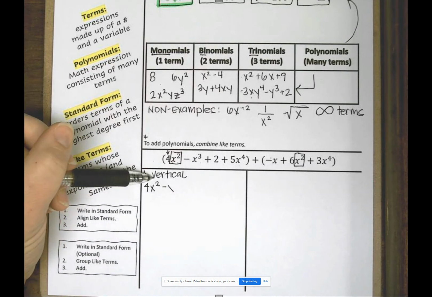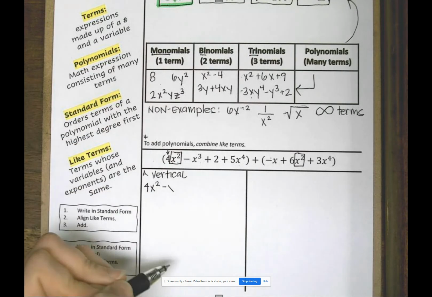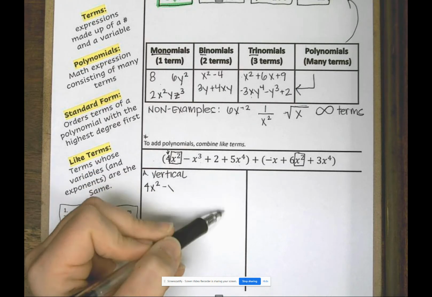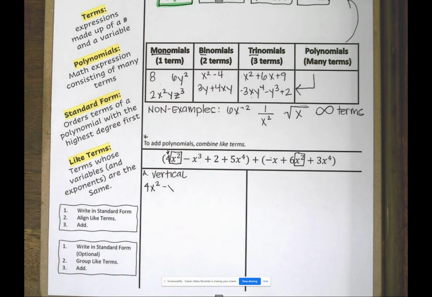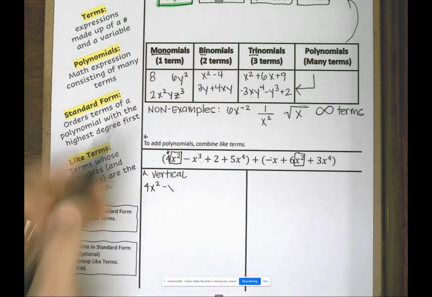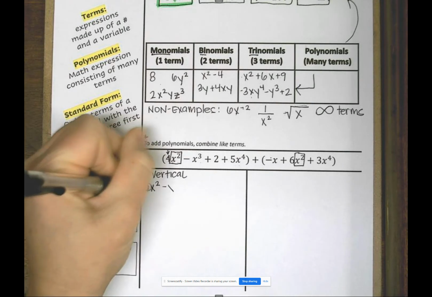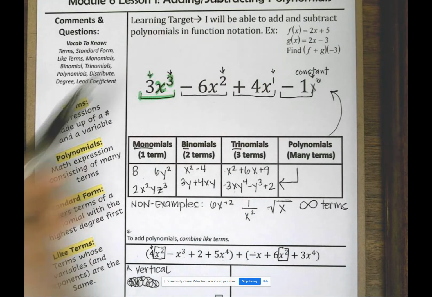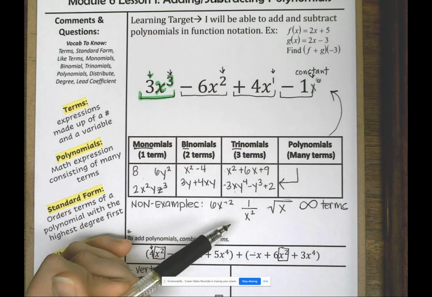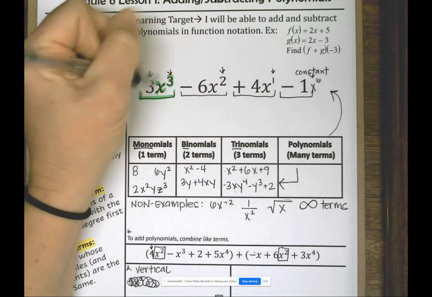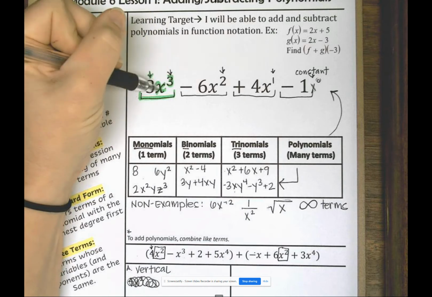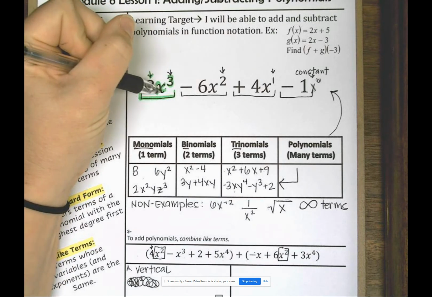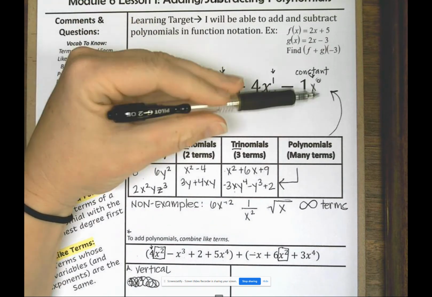So the vertical method means just like when you were in elementary school, you took the two numbers that you were adding and you put them on top of each other and you lined up your ones columns and you lined up your tens columns and so forth. We're going to do the same thing, only there's a very special order that you have to put it in. And that's called standard form. In my example up here, I have already put this polynomial into standard form. Standard form means that you're looking at the degree of the variable, and you're putting it in descending order.